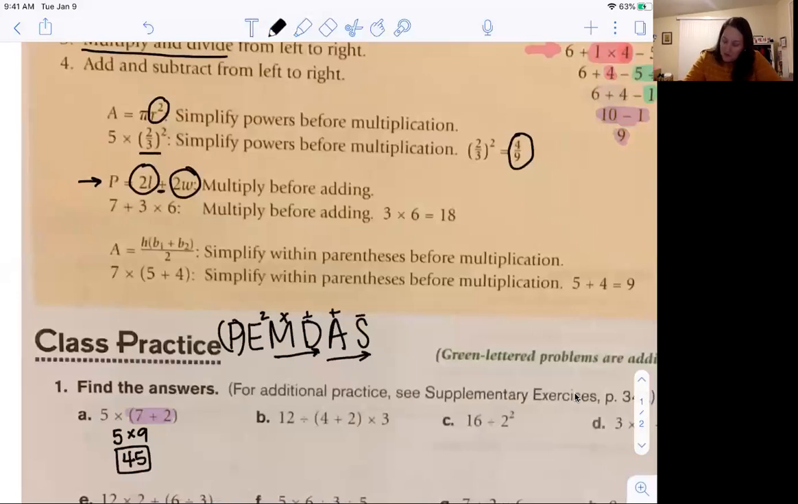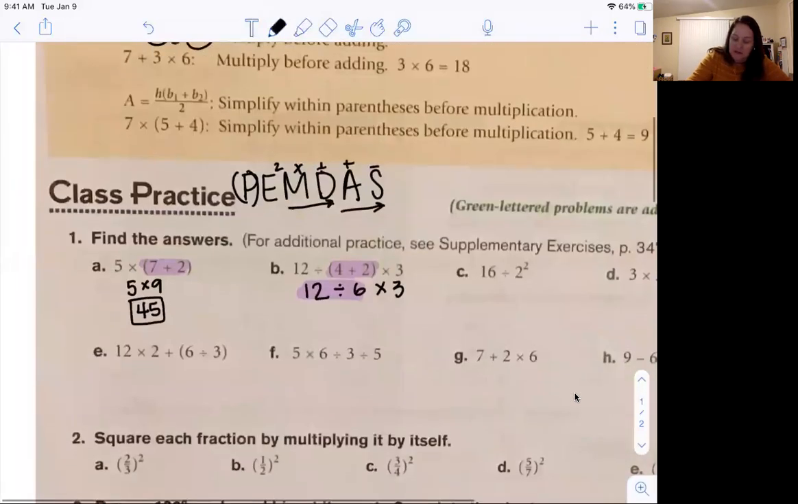Letter B, 12 divided by 4 plus 2 times 3. Well, we know the very first thing we need to do is do parentheses. So we're going to leave everything else the same. 12 divided by 4 plus 2 is 6 times 3. Ooh, we're kind of in a predicament here because we have a multiply and a divide. But if we listen to what the video says, we multiply and divide in the order they appear. So we're going to do 12 divided by 6 first, which is 2. Now 2 times 3 is 6.